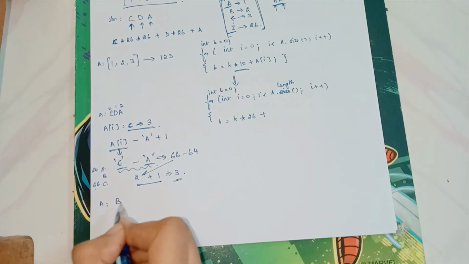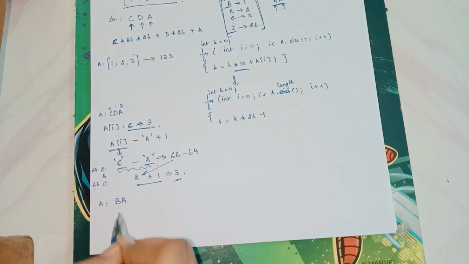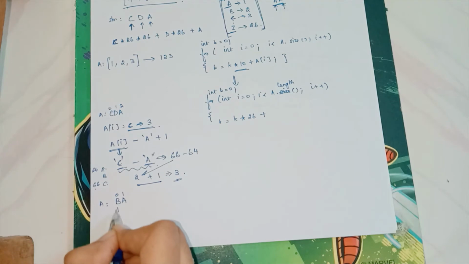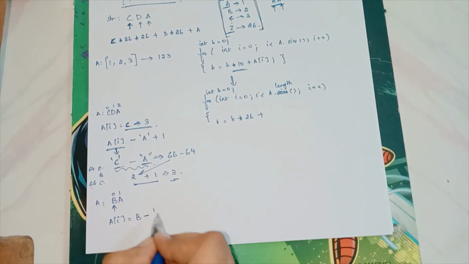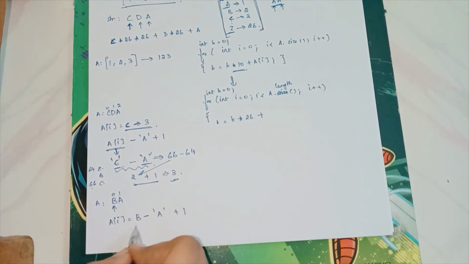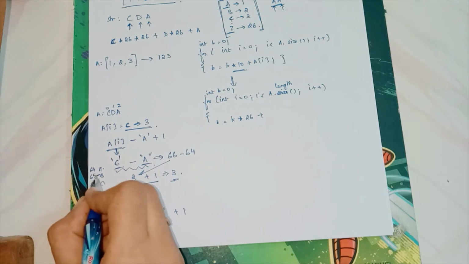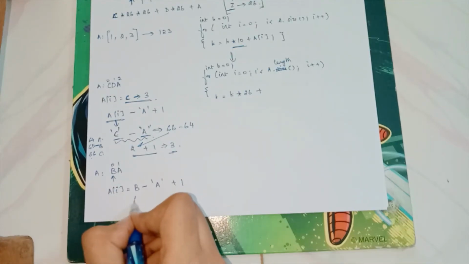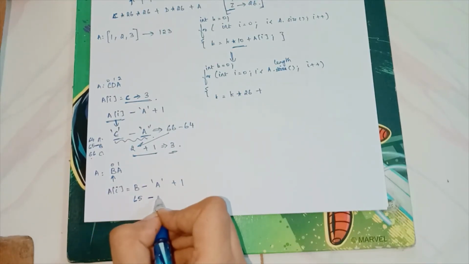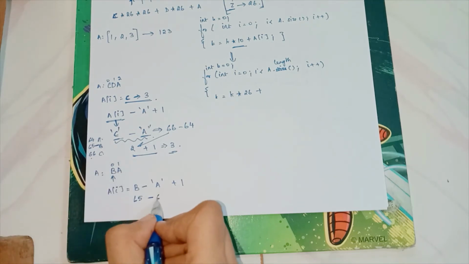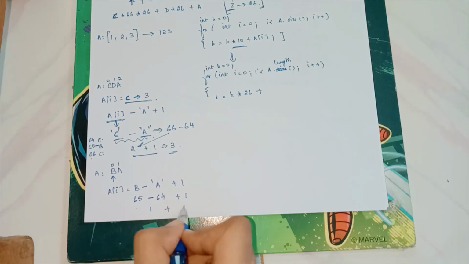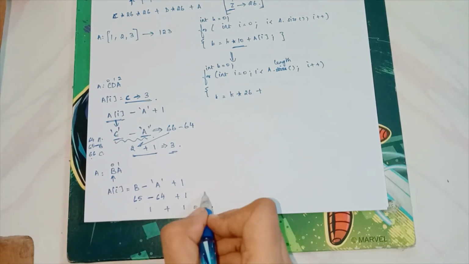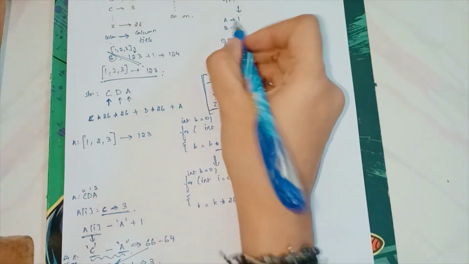Suppose that it is going to be BA. In place of BA, I'll start from 0, 1. So this is my B. A of I is nothing but B. So B minus A plus 1. B is 65, the ASCII value of B is 65. So 65 minus, what is A? A is 64. 65 minus 64 plus 1. So what is this basically? 1 plus 1, which is 2. So I'm getting the value of B as 2.